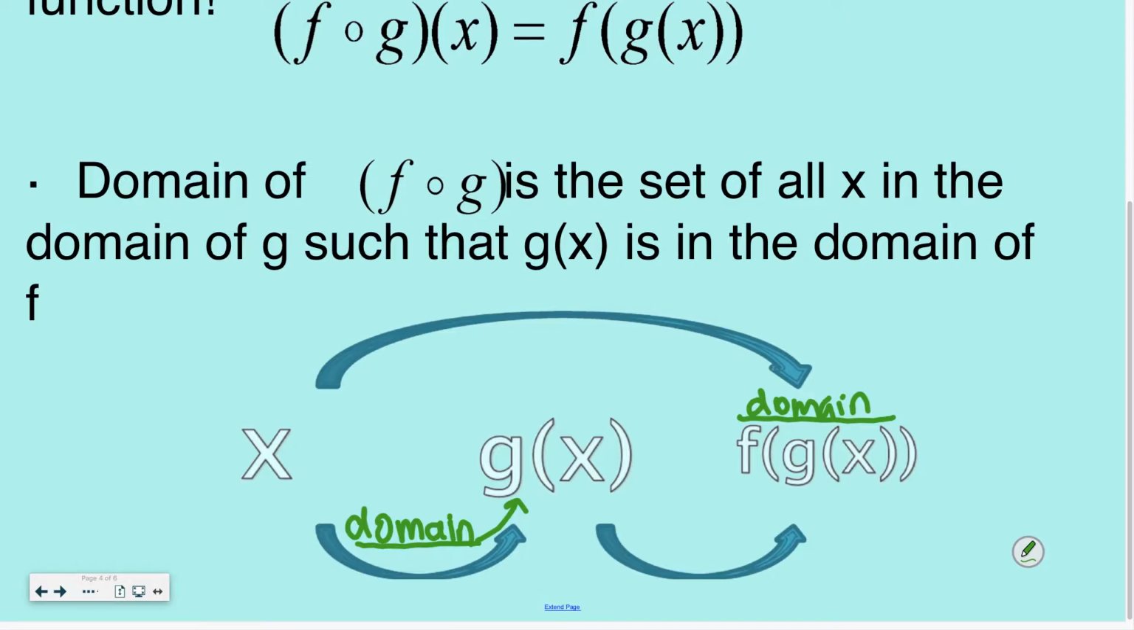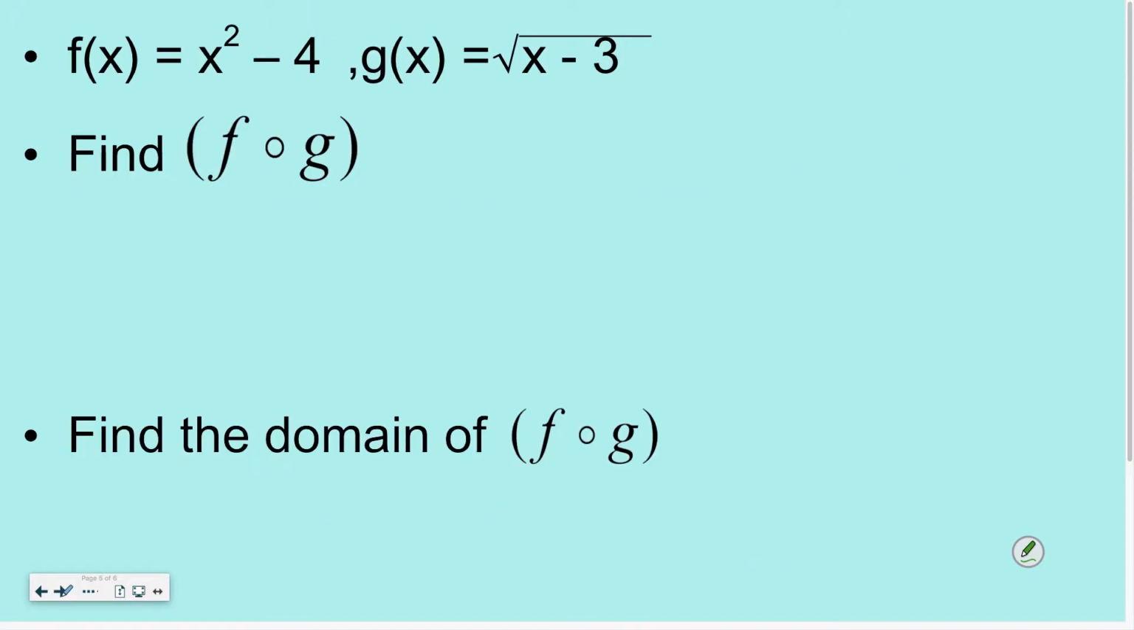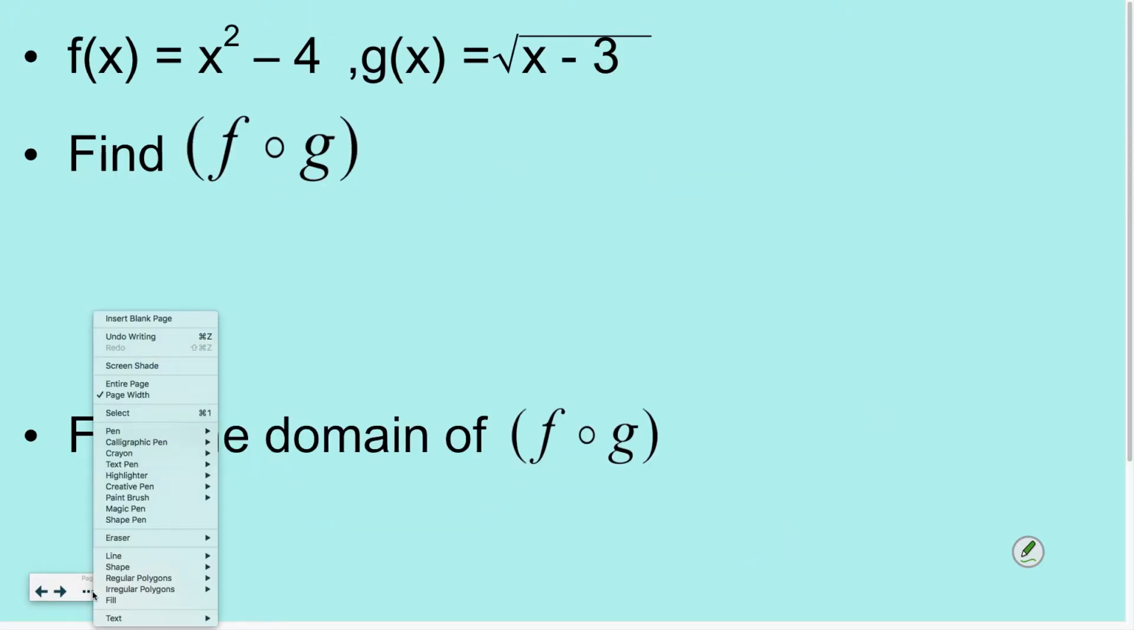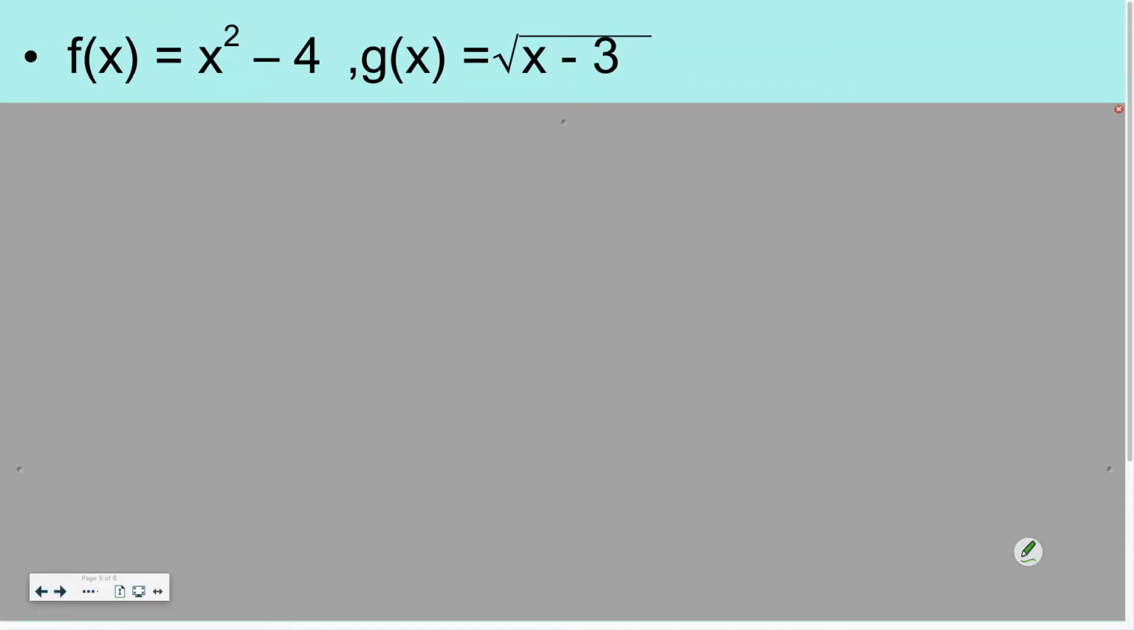Some equations have domains of all real numbers. Some equations have domains that are fairly restricted. So we're going to do our algebra, but then we're going to have to think about our inputs for the inside function and how that affects the result. Okay? Right now I'm kind of talking and you're like, I'm not really sure what you mean. So let's just do an example and then we can talk through it again. Okay? So go ahead and write down these two functions for me, f and g.